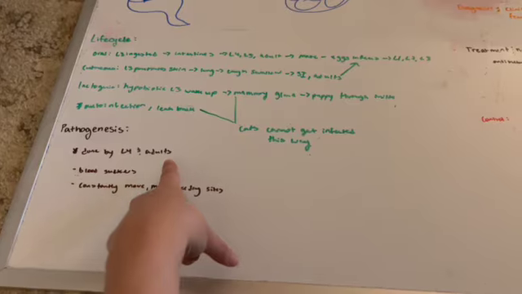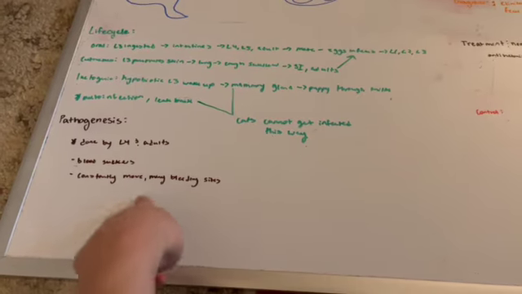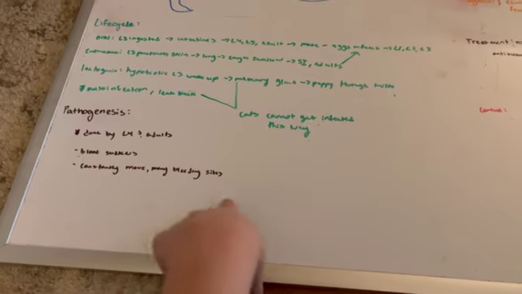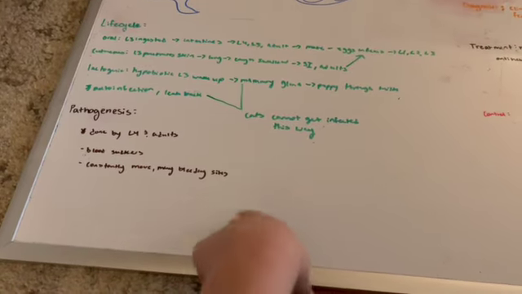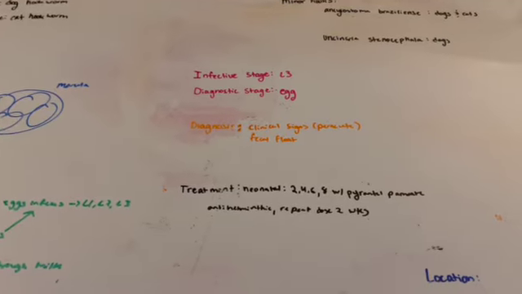Pathogenesis is done by the L4 and the adults in the small intestine, so they are major bloodsuckers and they constantly move. And so since they're constantly moving, they are constantly making new sites that are going to be bleeding. So the infective stage is going to be L3. The diagnostic stage is going to be the egg.